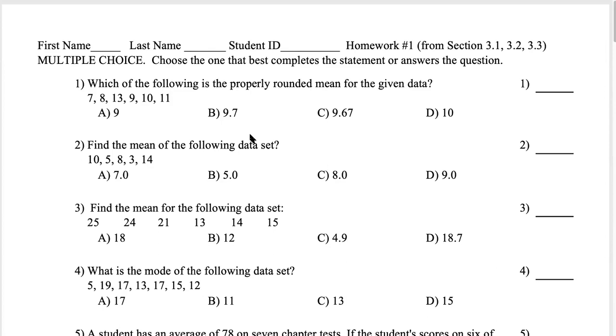So for our first homework here, question number 1, which of the following is the probably rounded average given this data here, right? So this is the data sequence we have, right? 6 numbers, right? 6 numbers.